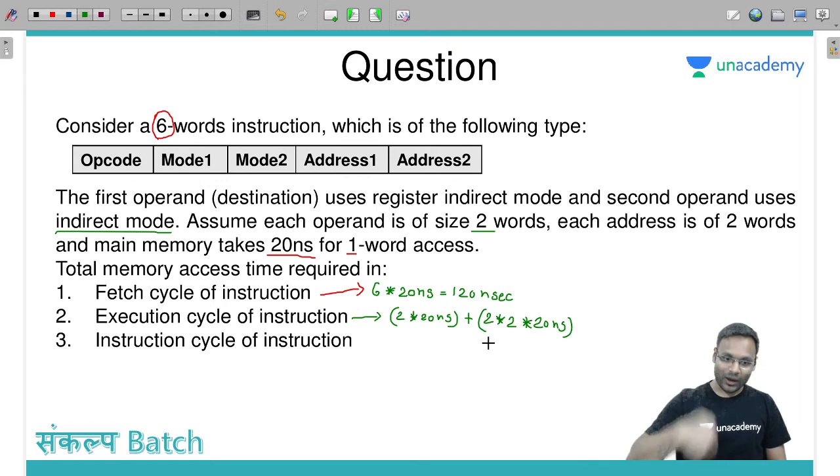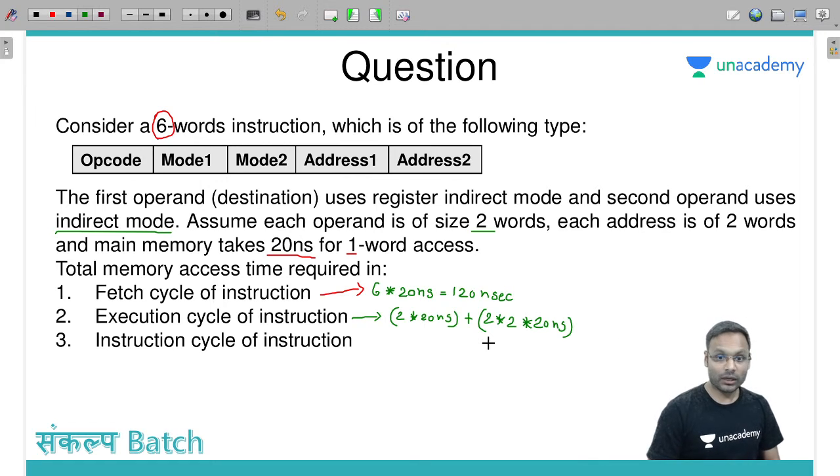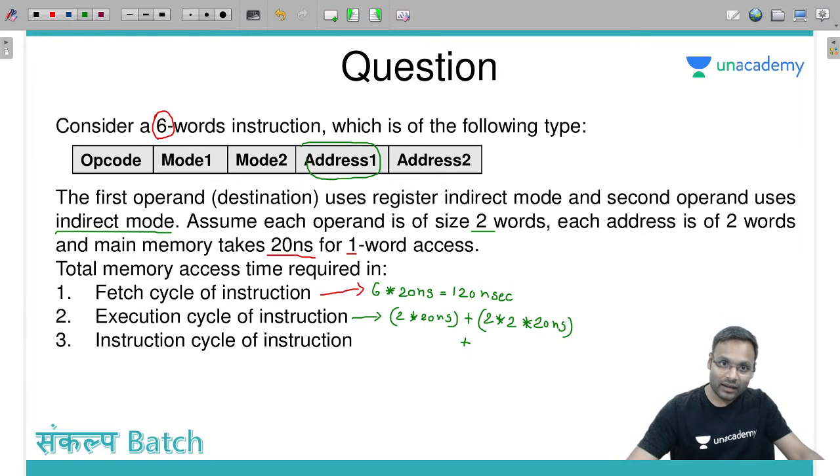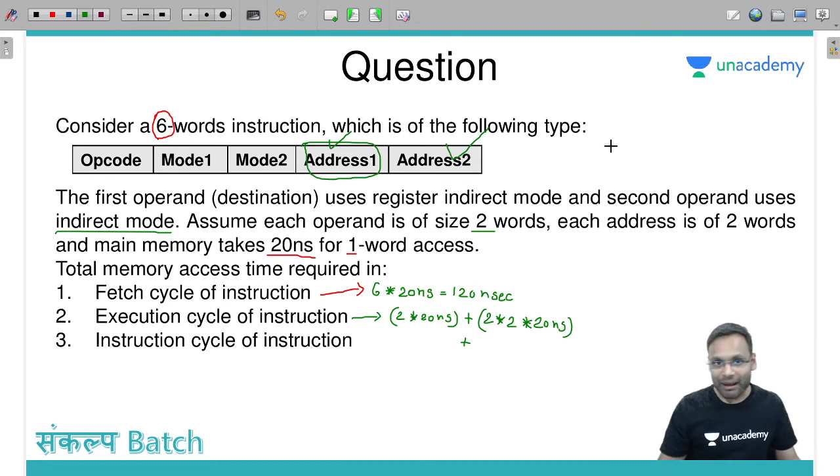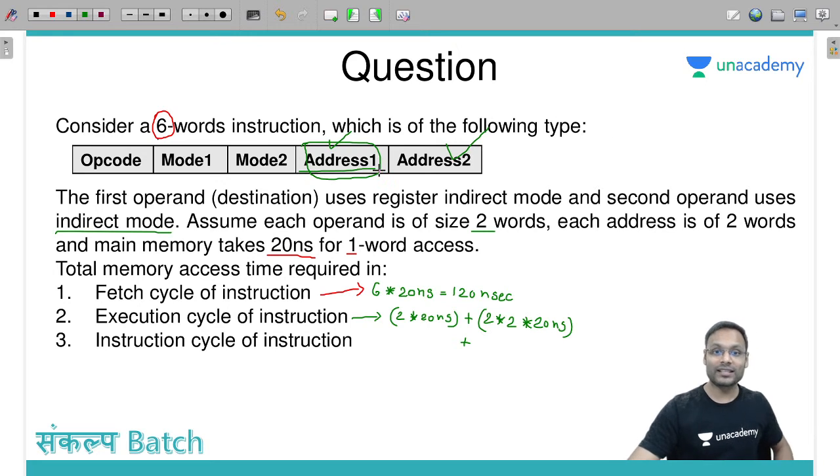ये तो ऑपरेंड को वहां से लाने के लिए, प्लस राइट बैक टाइम. डेस्टिनेशन इज व्हाट? ये रहा. You will take the value, this much time required. After taking the value, perform the operation and write back the result. Write back के लिए you will have to access first operand once again.